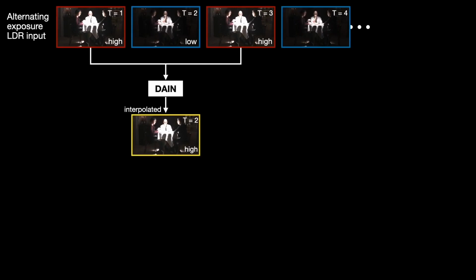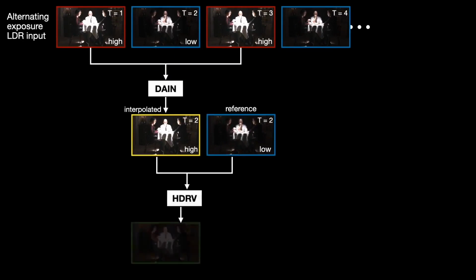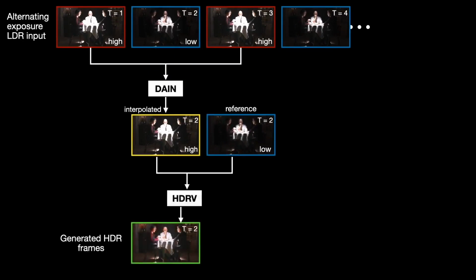In this case, using high exposure frames at t equals 1 and t equals 3, we generate a high exposure frame at t equals 2. We merge this with the existing low exposure frame at t equals 2 using an attention-based HDR merge network to generate the final HDR image at t equals 2.